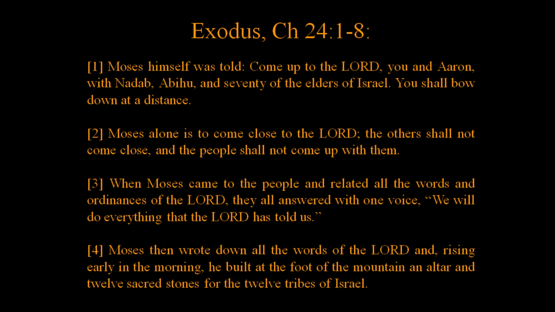When Moses came to the people and related all the words and ordinances of the Lord, they all answered with one voice, "We will do everything the Lord has told us." Moses then wrote down all of the words of the Lord, and rising early in the morning, he built at the foot of the mountain an altar and 12 sacred stones for the 12 tribes of Israel.